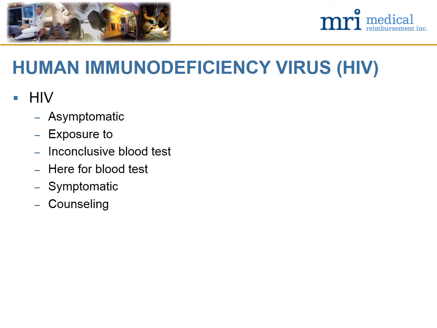HIV, the rules are the same, but we do have some codes now for counseling. We just need to know if the patient is asymptomatic, if they've been exposed to HIV, if they're coming in just for a simple blood test, and any type of counseling that you provide to that patient regarding HIV.